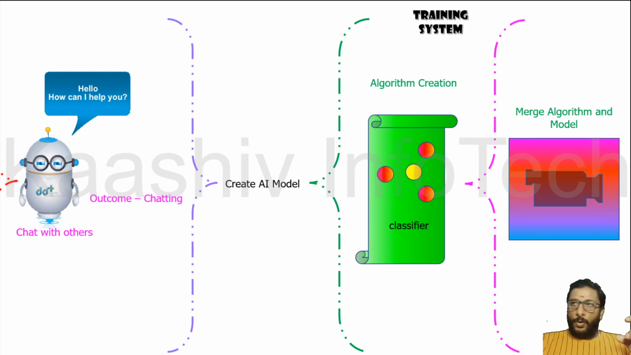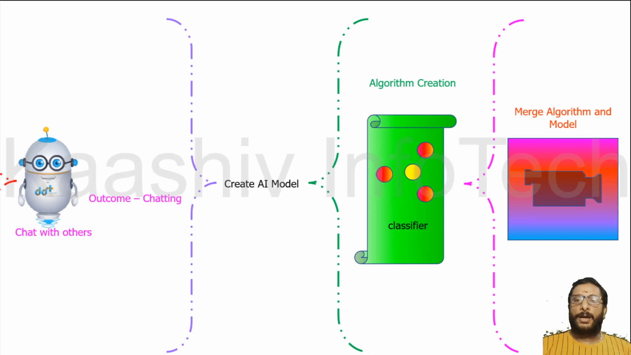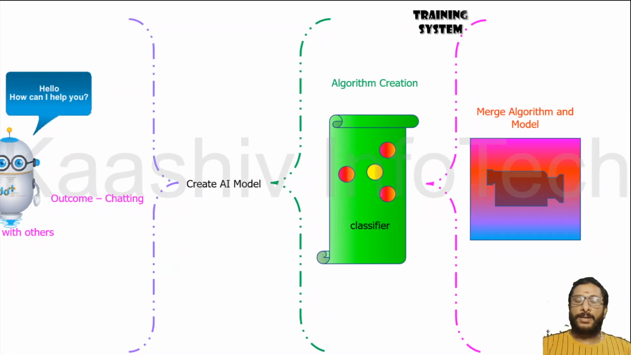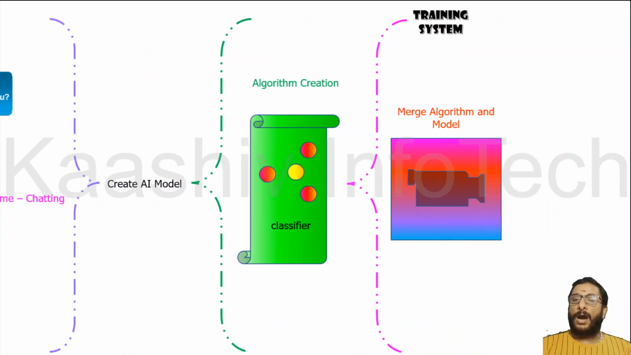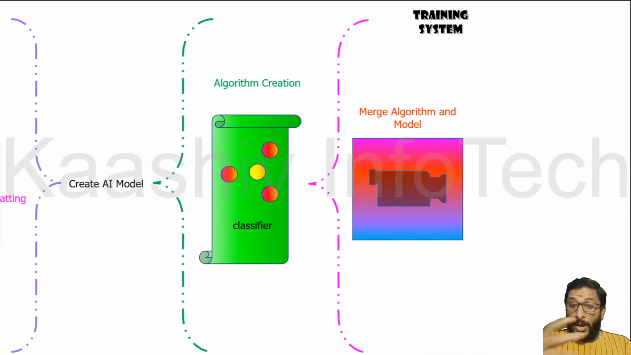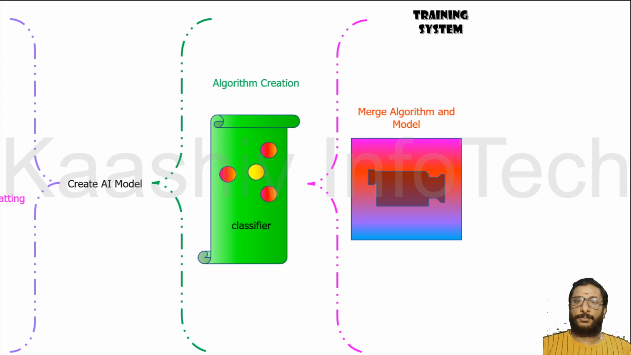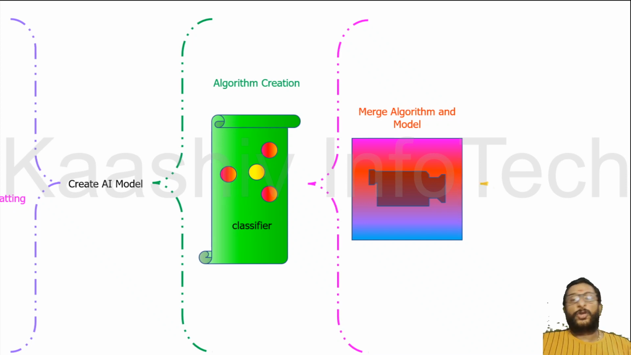Now I am going to create a model and implement the algorithm in it. Once the algorithm and the model are ready, we are able to use it to train the system. For training the system, we need to give all possible inputs and everything.